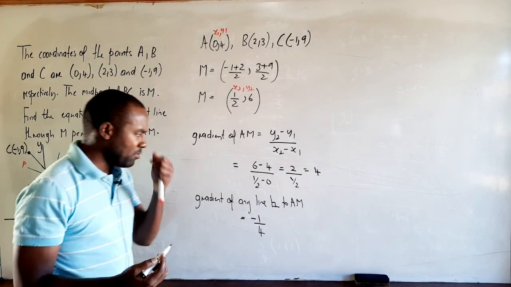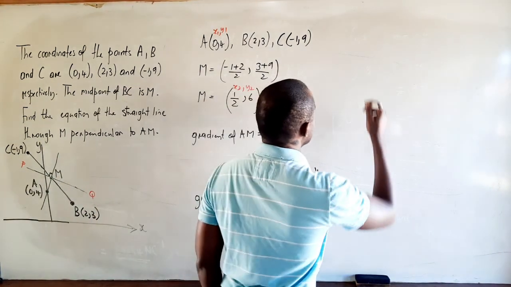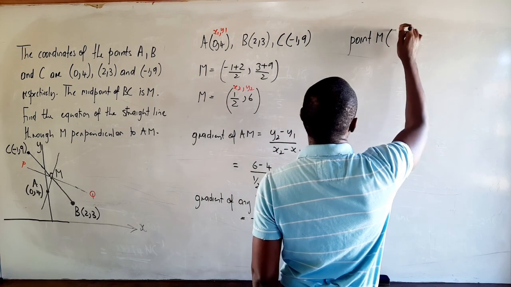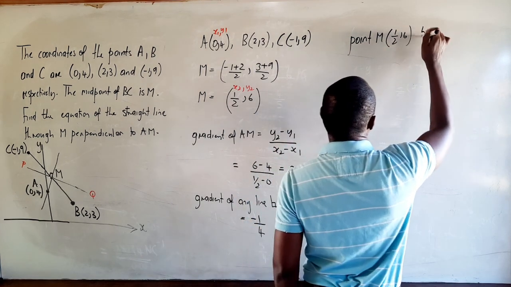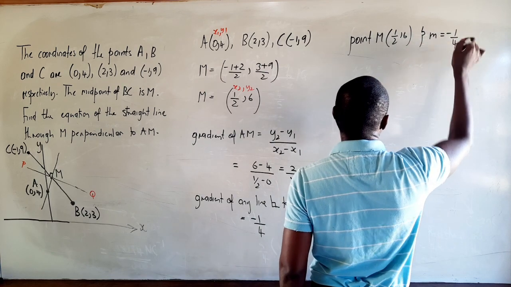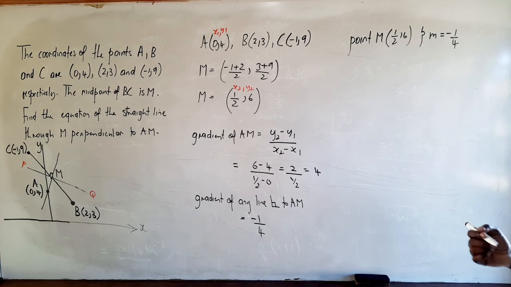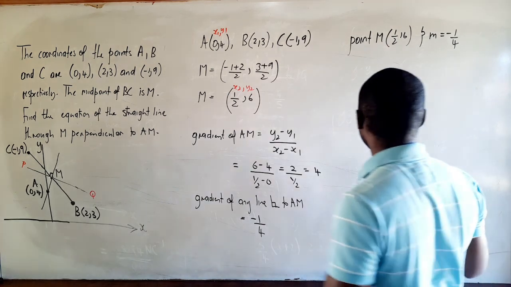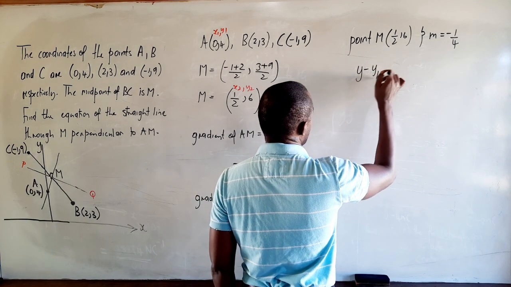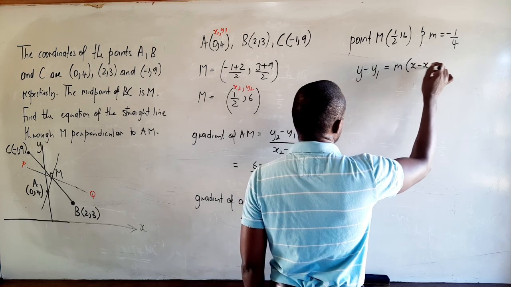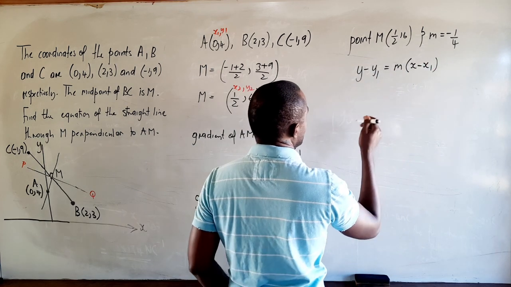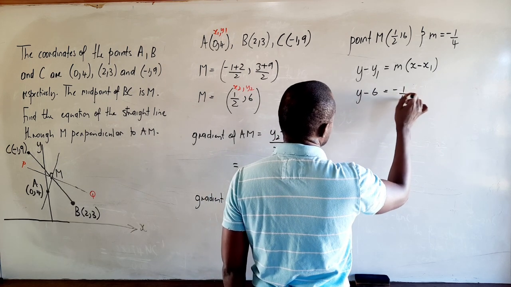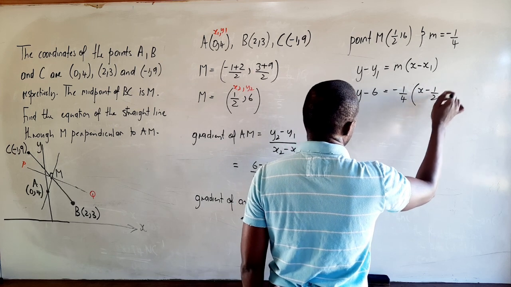So now that we found the gradient of that line, we have our point M, which has coordinates a half, 6, and we have the gradient which is equal to minus a quarter. And so this is basically what we will now use to find the equation of the desired line, right? So using y minus y1 equals m times x minus x1, we get that y minus 6 is equal to minus a quarter times x minus a half.